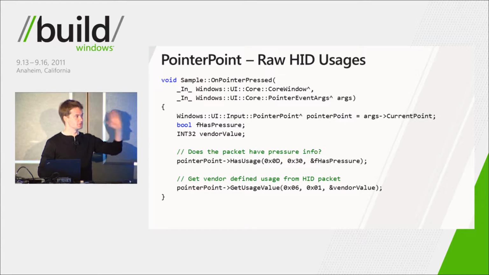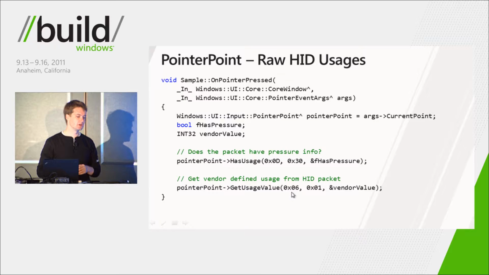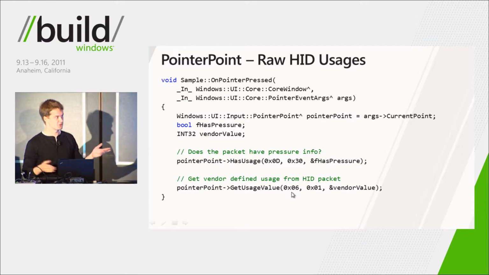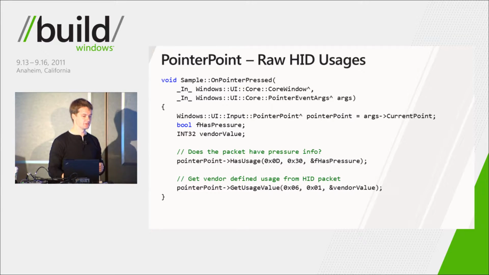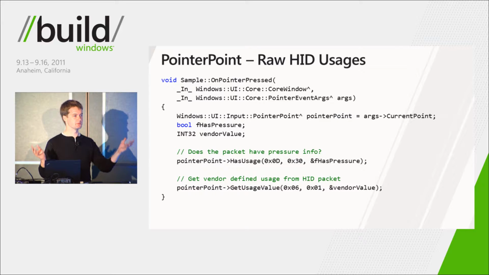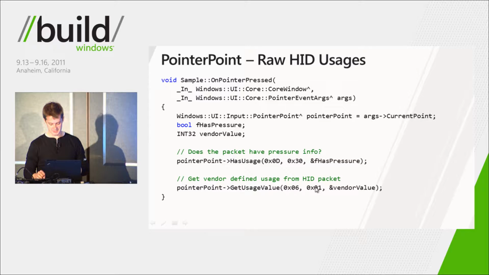And we could do something like change our default if we wanted. You can also go and get the raw usage value. So here, 06 is the usage page for custom vendor-defined stuff, and we're just pulling the first usage off it, and who knows, maybe it's a Surface tag or whatever that is for some custom hardware that you're interested in.